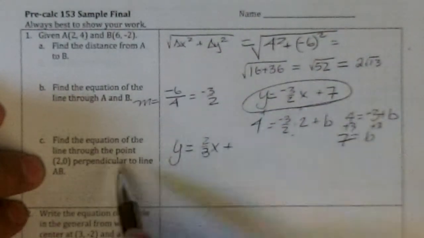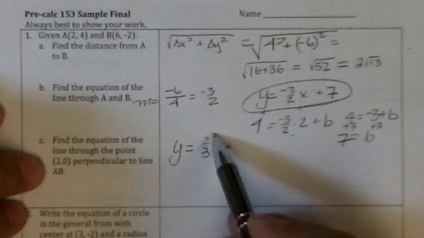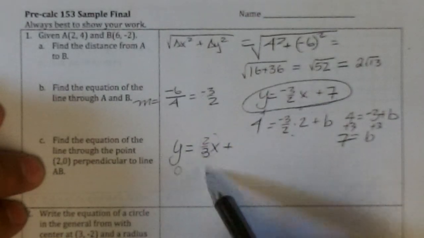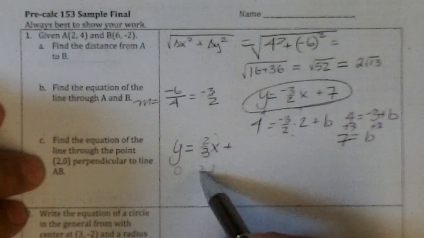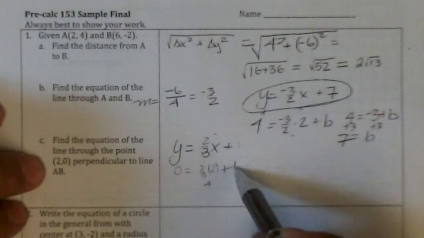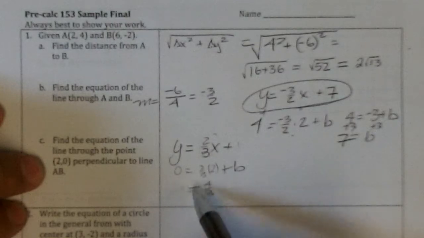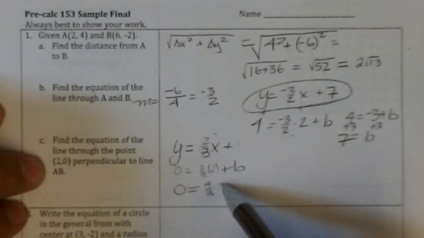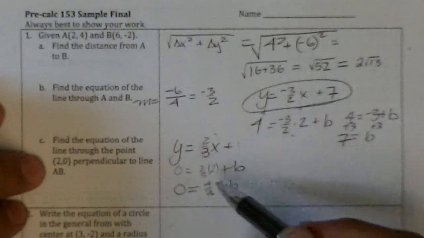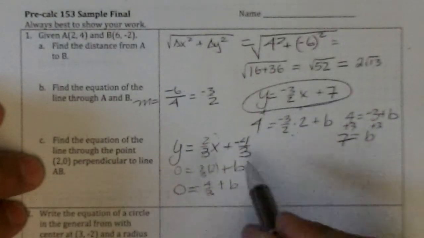x plus b, and it goes through 2, 0. So if I put 2 there, I get 4/3. But I'm supposed to get 0. Plus b. So I'll subtract 4/3 from both sides, and I get negative 4/3.